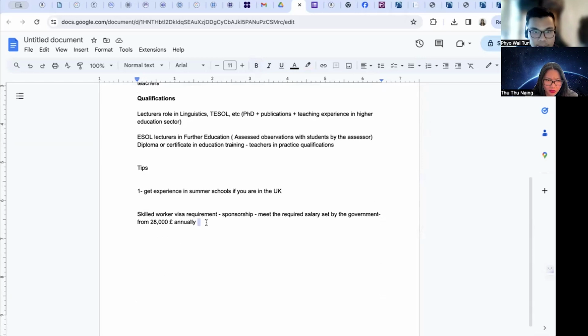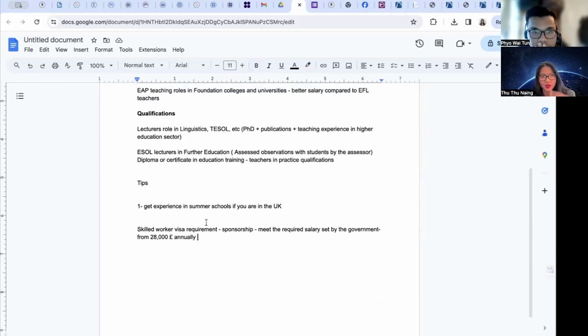So the skilled worker visa, that's the thing. If you know anybody outside of the UK who applied and got a teaching job, let us know as well, because we want to know how. As far as we know right now, it is somewhat better to be in the UK to get teaching jobs here. Would you agree, or do you have any other ideas?